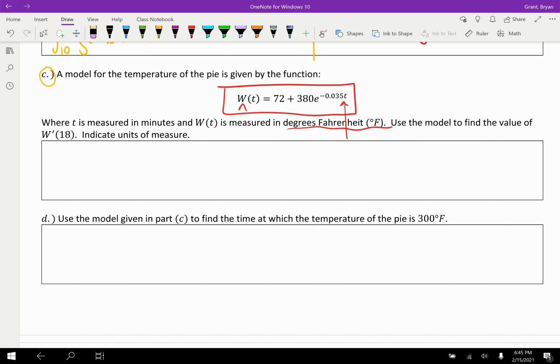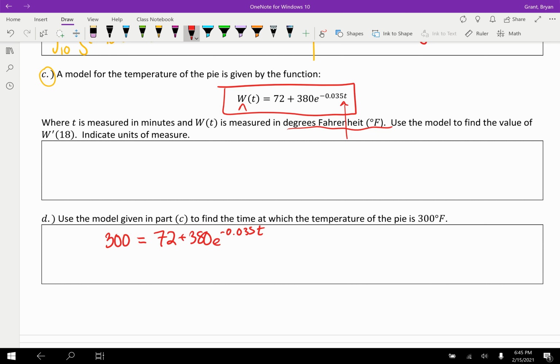So I think in order to solve this, we would take 300 and set that equal to 72 plus 380 e to the negative 0.035 t. And then solve. Now, one way to solve this is, of course, to isolate t, and you'll find an exact answer. You'll need a natural log in there at some point. There's nothing wrong with it.